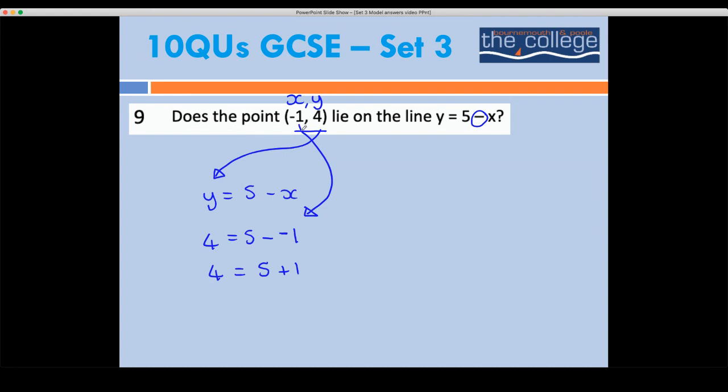So if this makes sense, if it works, then we are correct. This point works for this equation. But look at that. 5 plus 1 is 6. So no, it doesn't equal 4. So no, it is not on that line.